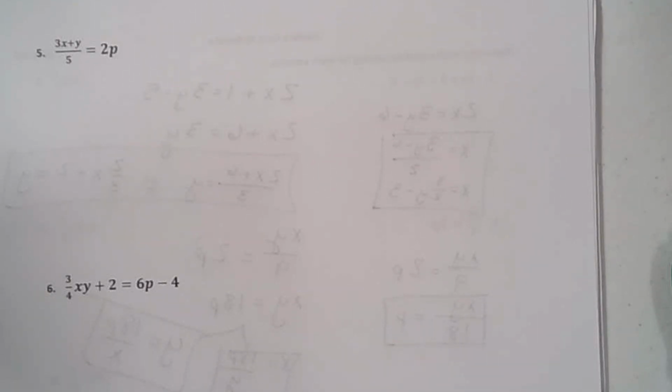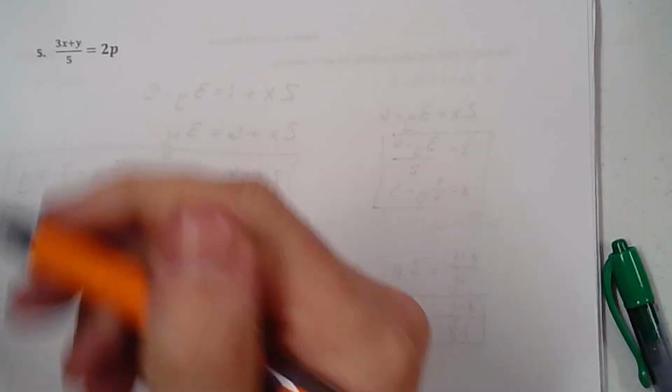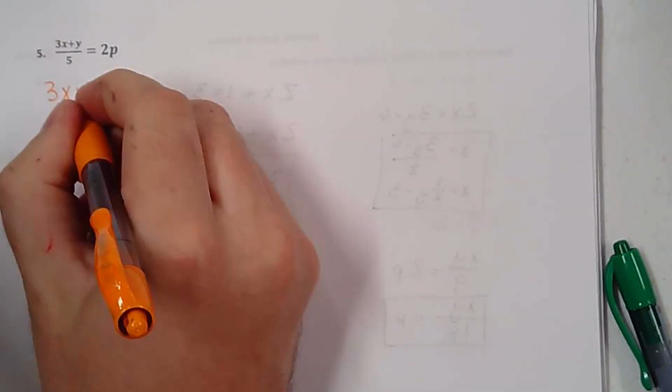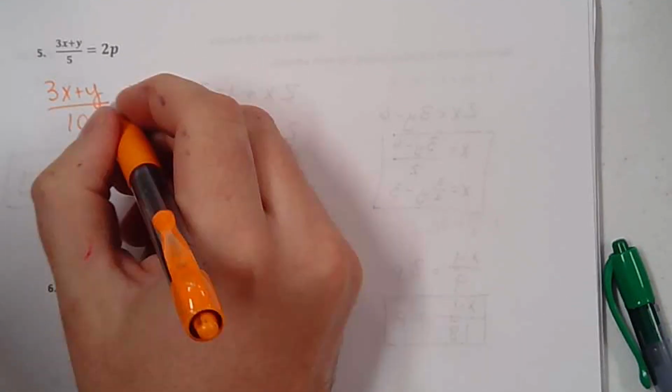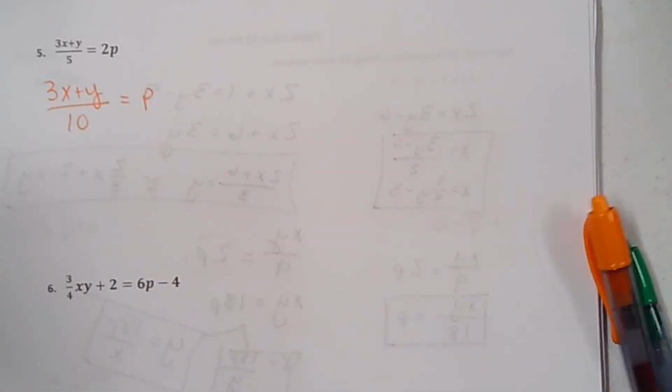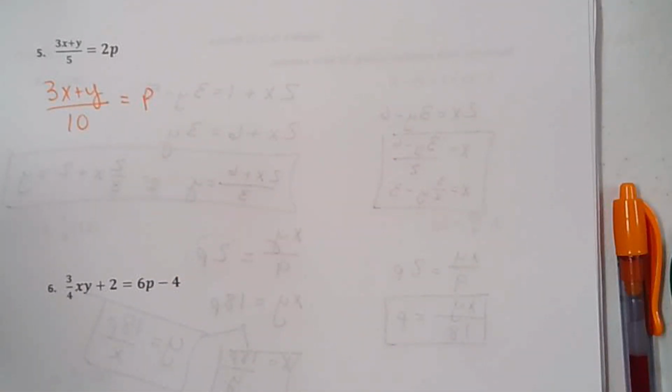So, you want to get p on its own first? Divide by 2. What's this going to turn into then? 3x plus y over what? Over 5. Over 10. Over 5. Right? If we cut something in half and then cut it into fifths, we've cut it into tenths, right? Really? Yeah, check it out.